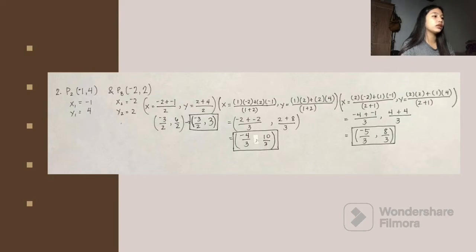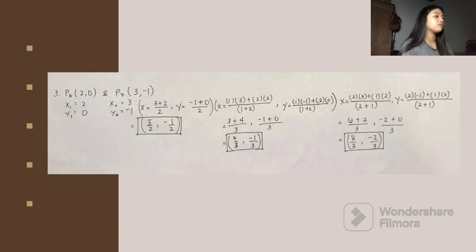So let's continue to the trisection point nearest to the second point. So x is equal to 2 times negative 2 plus 1 times negative 1 over 2 plus 1. So it is equal to negative 5 over 3. For y equals 2 times 2 plus 1 times 4 over 2 plus 1, and it is equal to 8 over 3. So the ordered pair of the trisection point nearest to the second point is negative 5 over 3, 8 over 3.